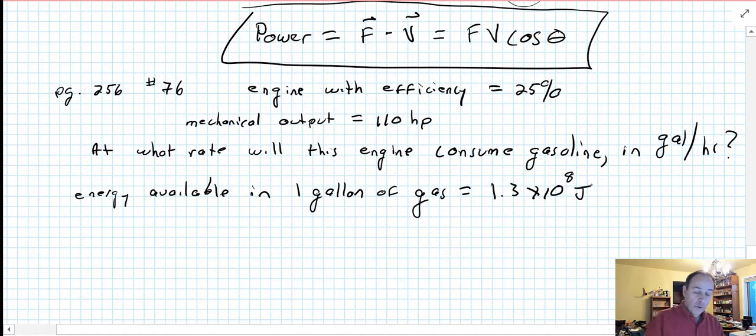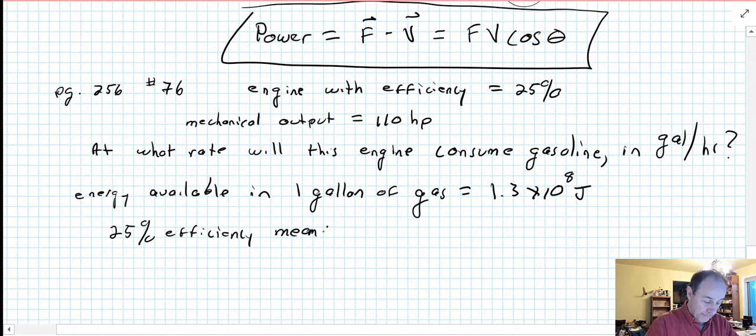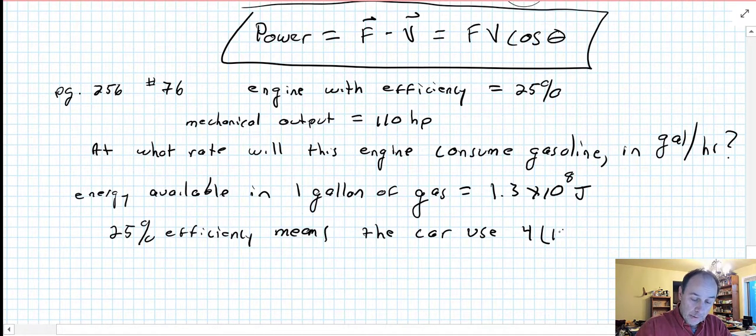Okay, so 25% efficiency means that to produce 110 horsepower, the car has to use 4 times 110, or 440 horsepower.